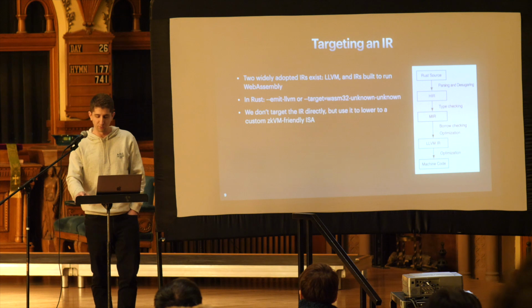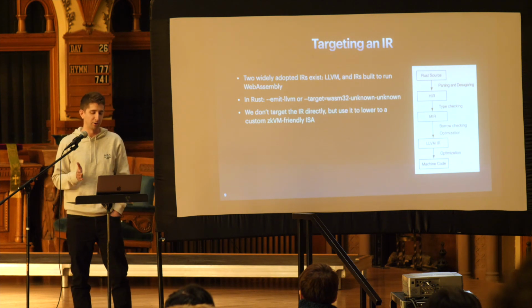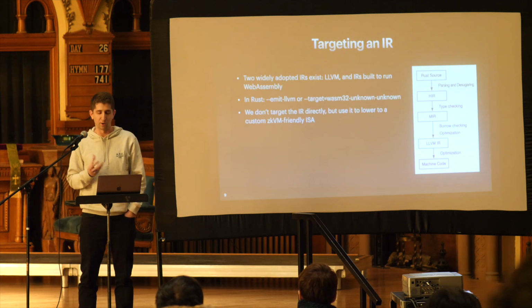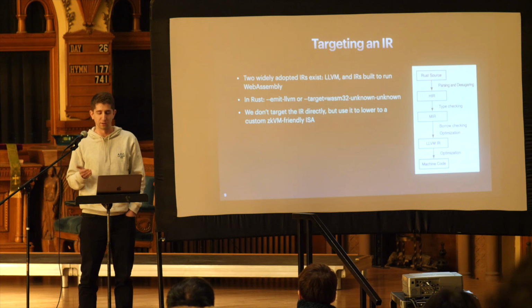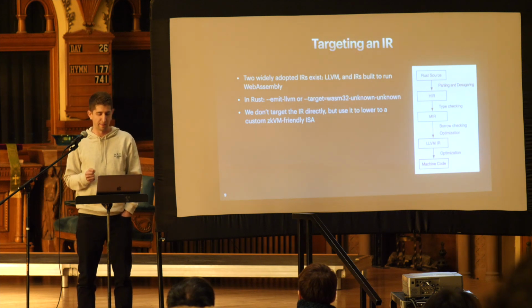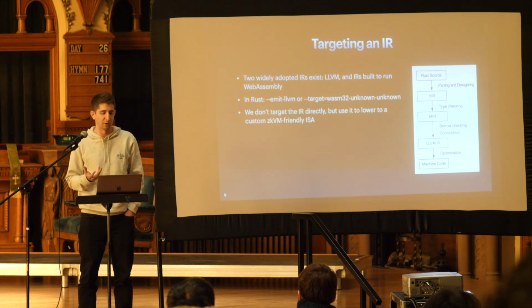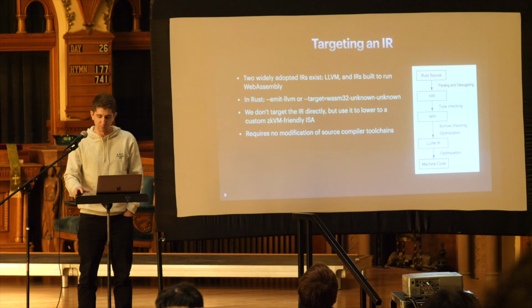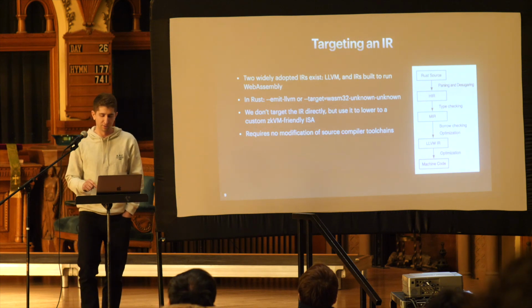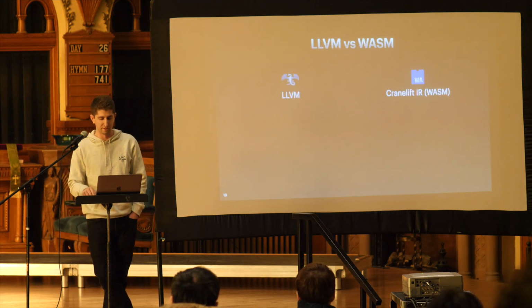And the idea is that we don't target the IR directly. This isn't like zkWASM or zkLLVM. We're just using this intermediate representation to generate zk-friendly code. Because the same argument can be made that LLVM instructions and WASM instructions weren't optimized for a zk setting. They make different assumptions. And importantly, this requires no modification of the source compiler toolchains.